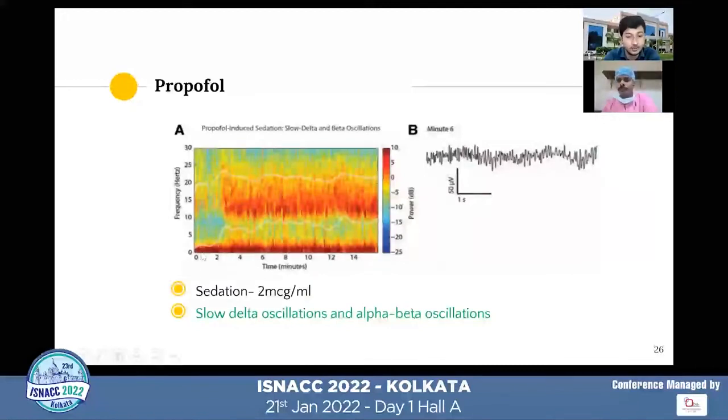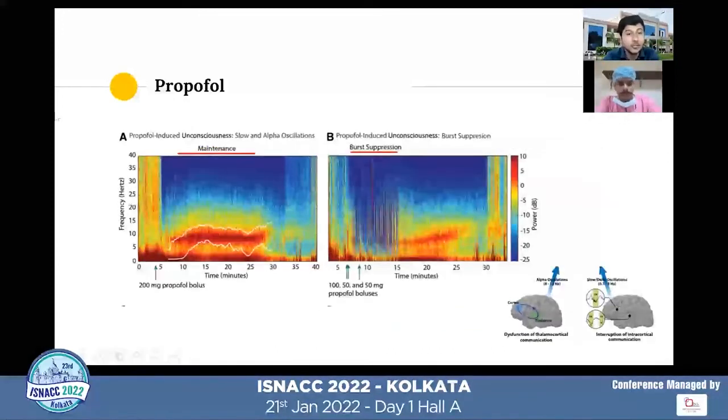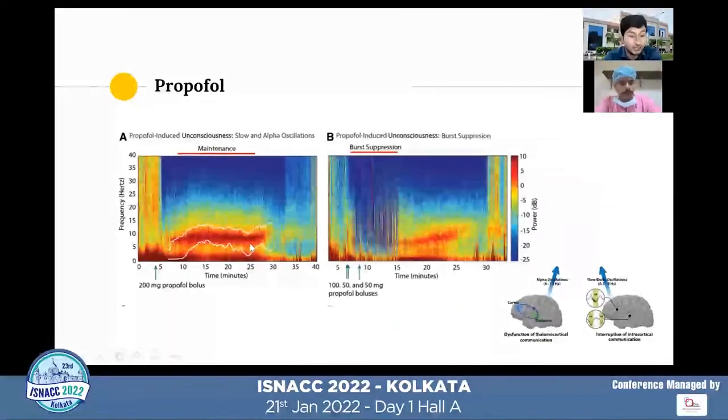So here we can see, if you see the density spectral array, warmer colors are seen in the lower frequencies. So the delta oscillations, and ranging from 12 to 25 to 30 hertz. So alpha beta oscillations are seen with propofol sedation at a concentration of 2 micrograms per ml. Now, with induction, what will happen, we can see.